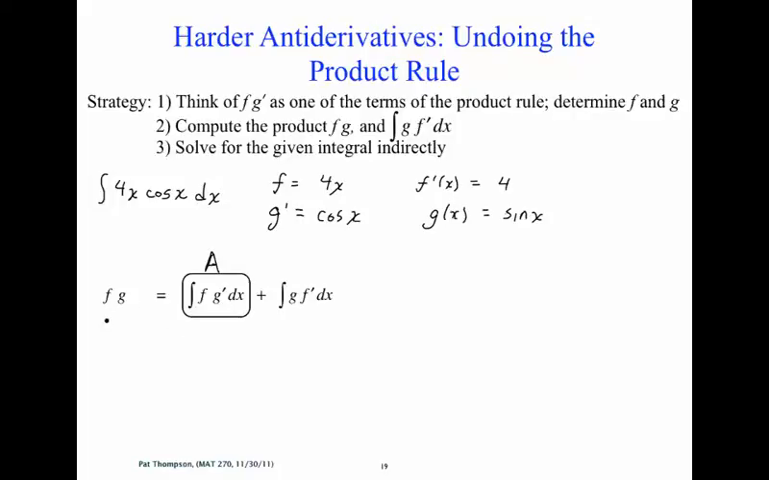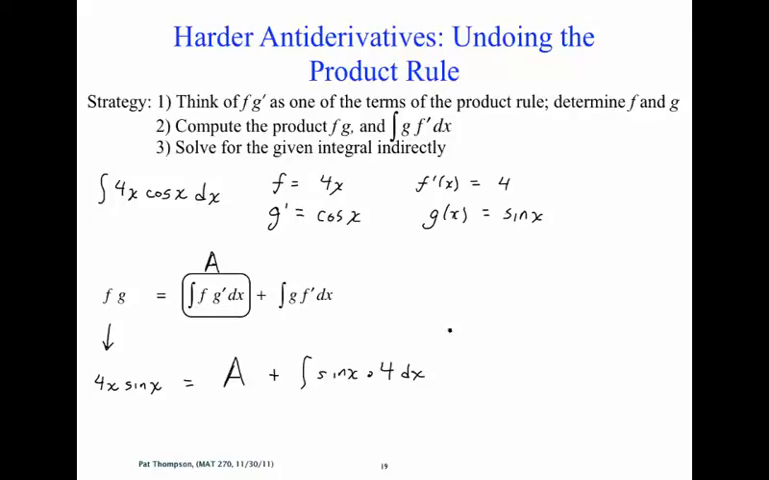So what do we need to do? We need to set up what's f times g? F times g is 4x times sine x. This is the answer, that's what we want, so just call it A, plus the integral of g f prime, which will be, what's g? Sine x. What's f prime? Now, if we did everything right, this new integral over here should be one we can do easily. Can we do that antiderivative pretty easily? Yes, we can.